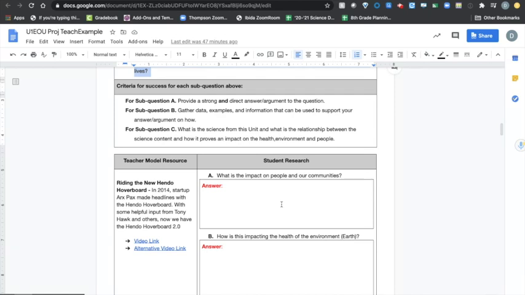When you think about that video that you just watched, there's a specific way that the hoverboard can impact people in our communities. The Hendo hoverboard seems to be a technology that is only accessible to people who are able to afford its price, because it seems like a pretty pricey device. However, with time and as the technology becomes more readily available, the technology behind the hoverboard can be used to create a more technologically advanced way of transportation.